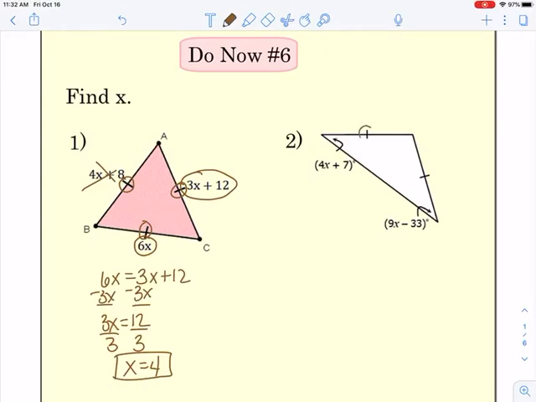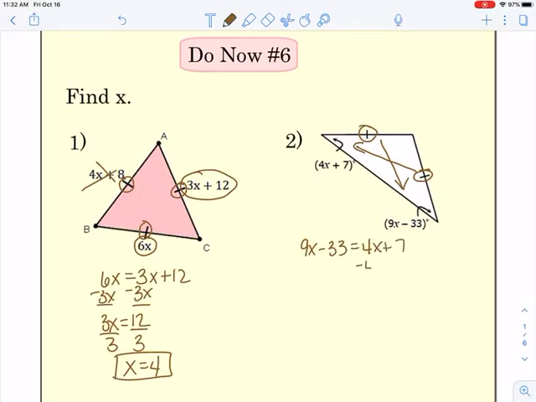Again, how do I know that? Because I only have 2 hash marks there. I'm missing the third one on the third side, so it can't be equilateral. And if you have an isosceles triangle, don't forget that the angles opposite those congruent sides are going to be congruent themselves. So to solve here, I'm going to set 9x minus 33 equal to 4x plus 7.